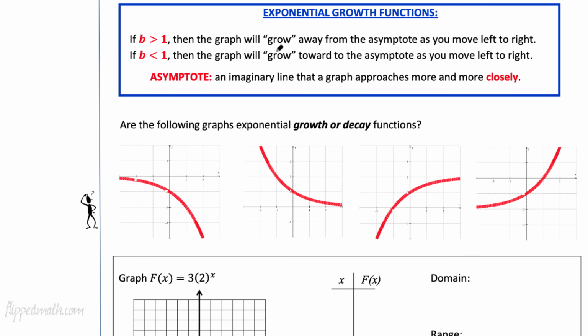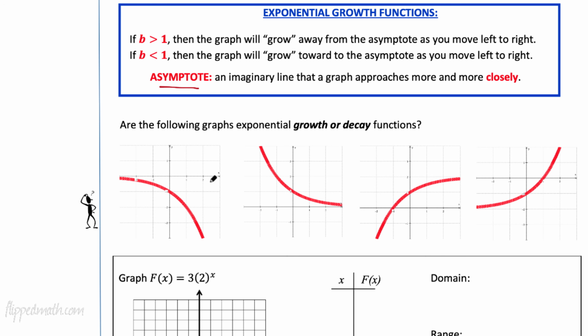And we put that into quotes because growing towards something means it's approaching it. An asymptote, okay, this is an imaginary line that the graph approaches more and more closely, but it never really crosses it. So let's look at these functions here, see if we can figure out whether they're growth or decay. And sometimes it's opposite of what you might think.